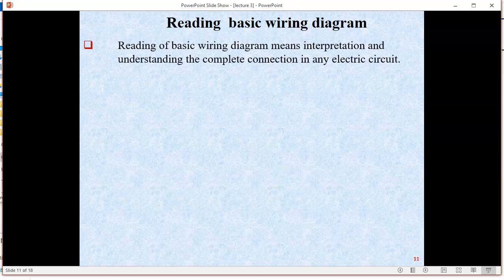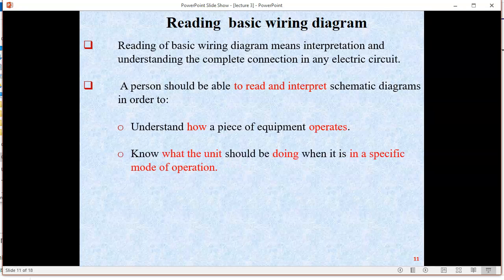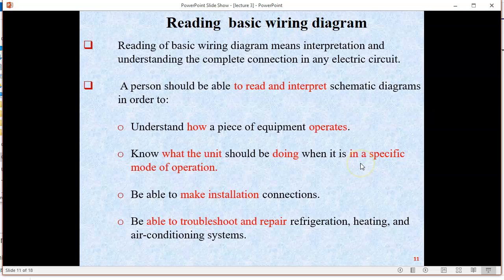Basic reading of a wiring diagram. Basic wiring diagram means interpreting and understanding the complete connection of any electric circuit. A person should be able to read and interpret a schematic diagram in order to understand how a piece of equipment operates, what the unit should be doing in specific mode conditions, and to be able to install connections, troubleshoot and repair.